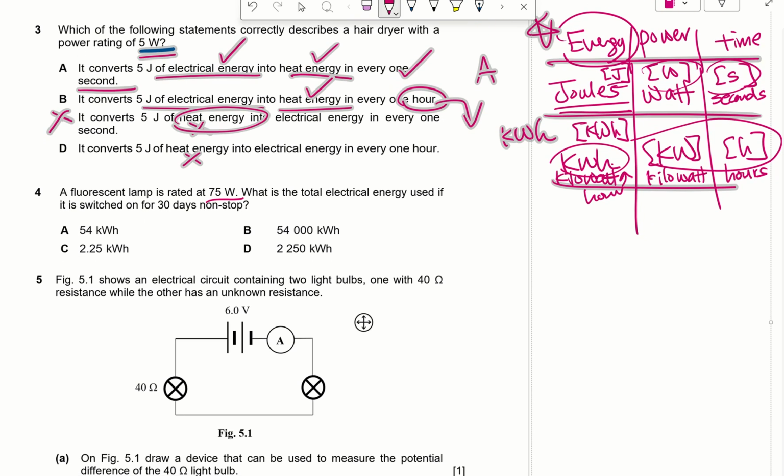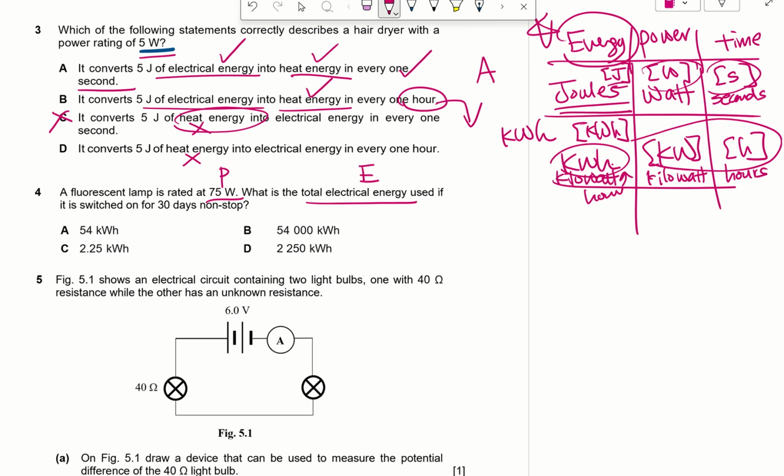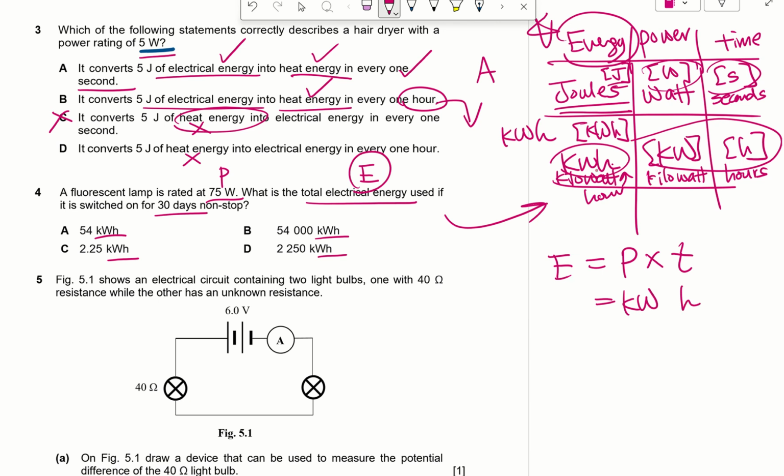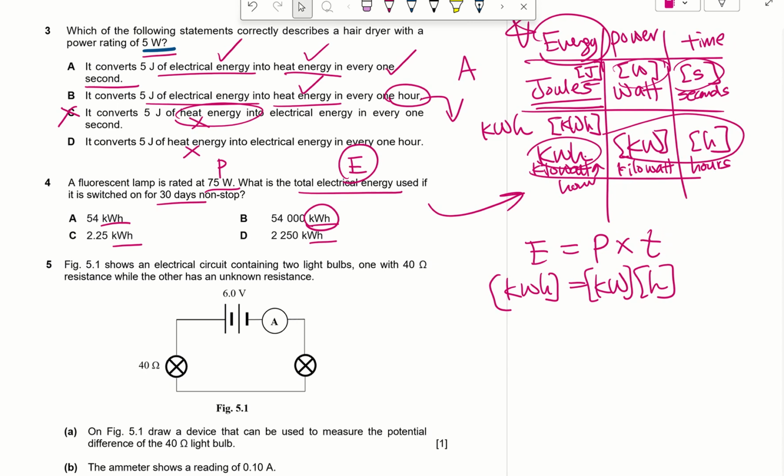Now, a fluorescent lamp is rated at 75 watts, so this is the power. Write down the P. What's the total electrical energy, E, if it's used for 30 days non-stop? That means it is on 30 days. Now if you look at the options, they tell us to calculate the kWh. So in order to get kWh, the formula is E equals power times time, right? They want us to find the E. Your power must be in kW and your time must be in hours. Therefore, the unit for energy can then be kWh, right?